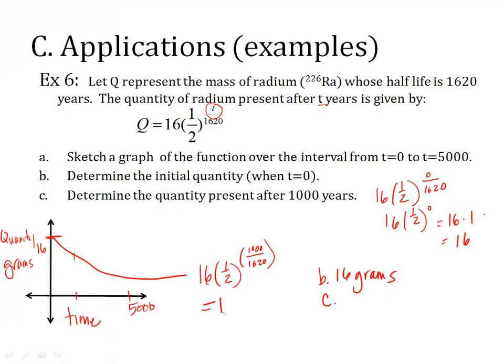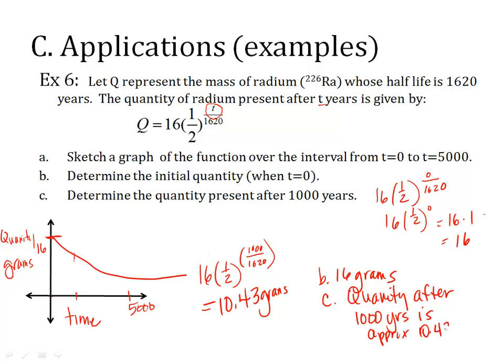When I get that, I get 10.43 grams. I would say the quantity after 1,000 years is approximately 10.43 grams. All right, so A would be my graph, B would be my answer here, and C, what I plugged into my equation. Okay?